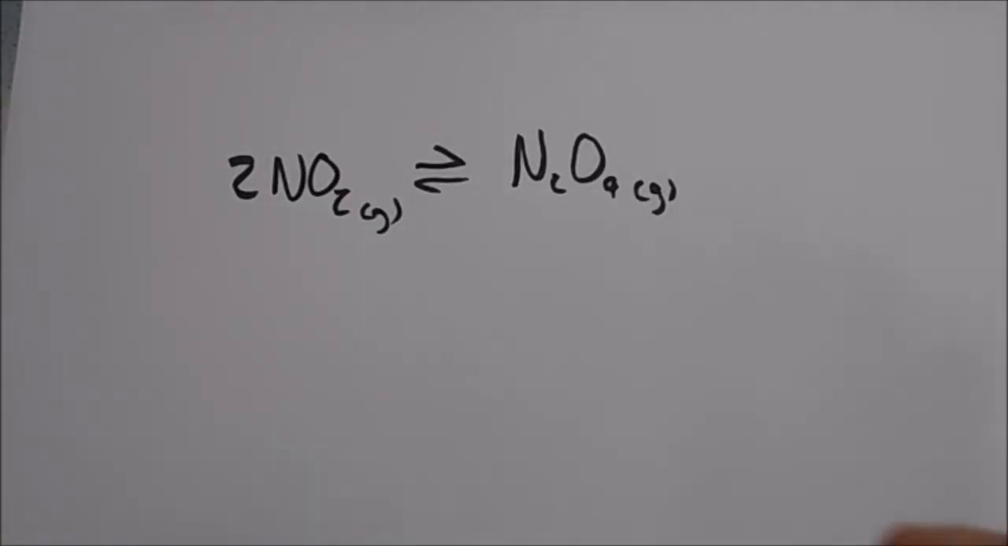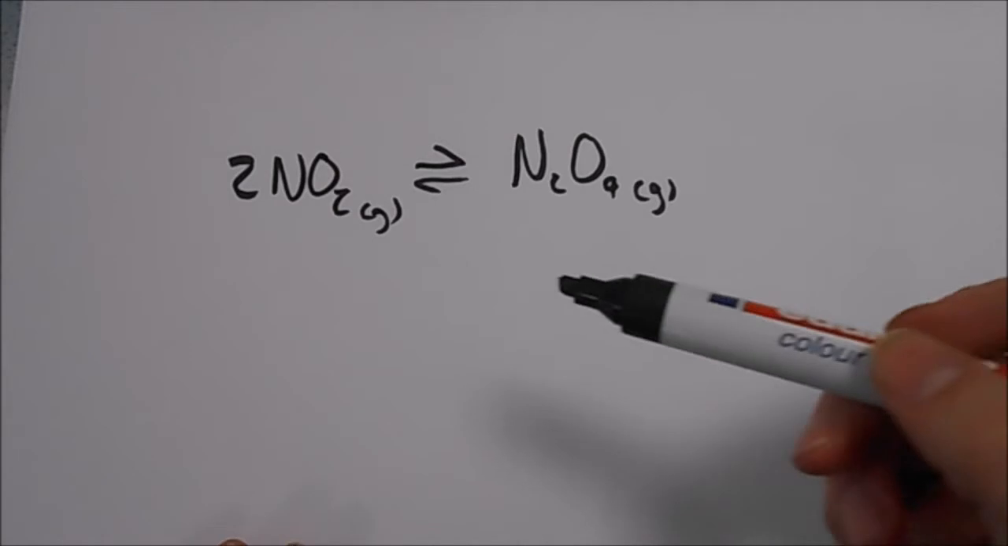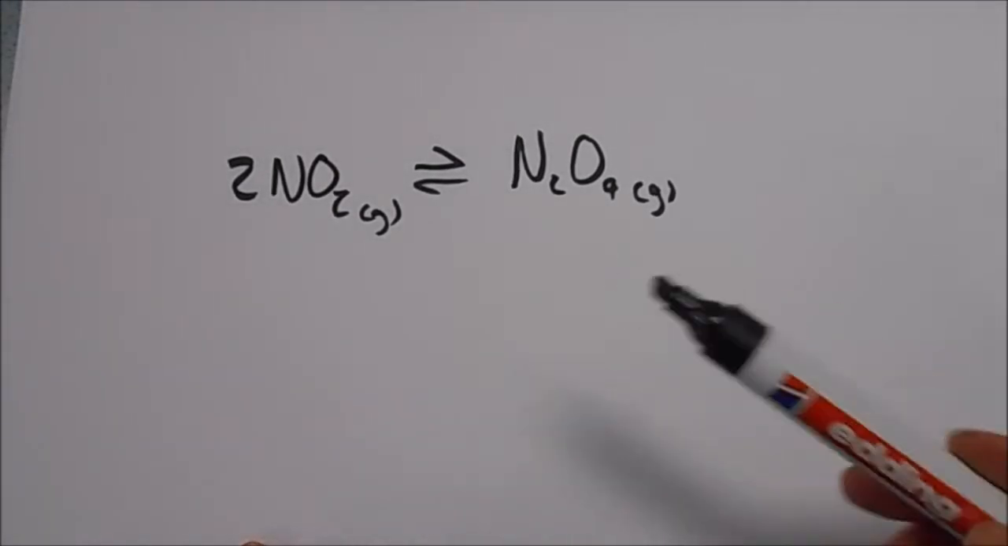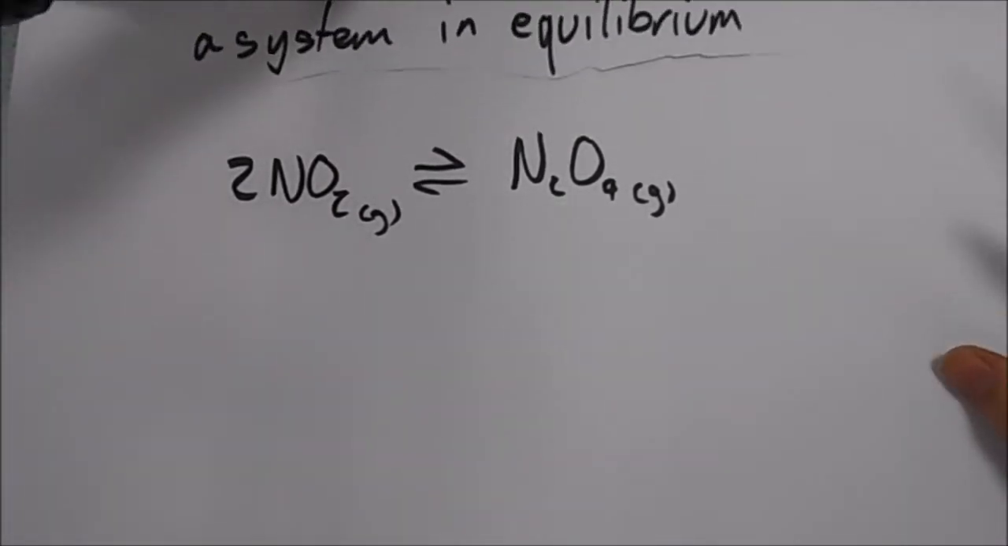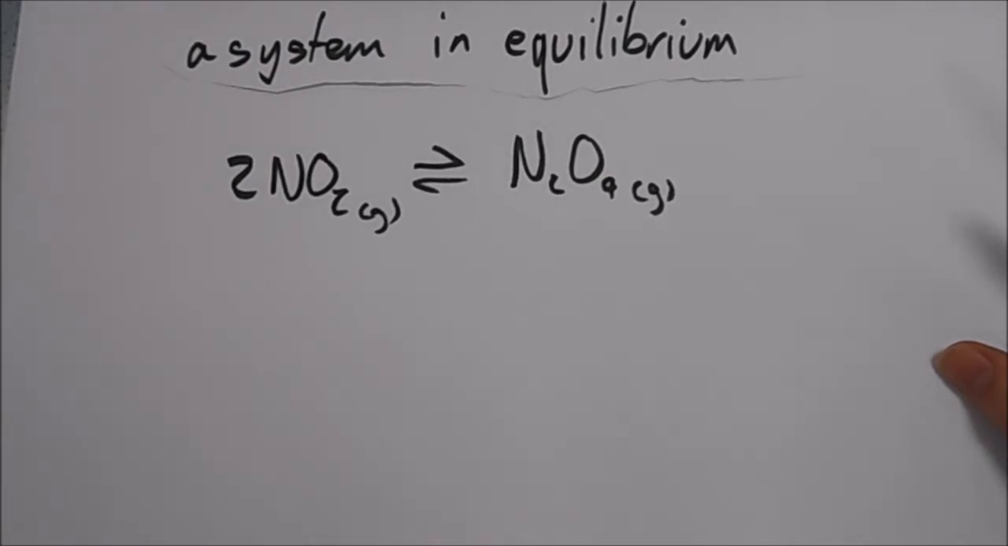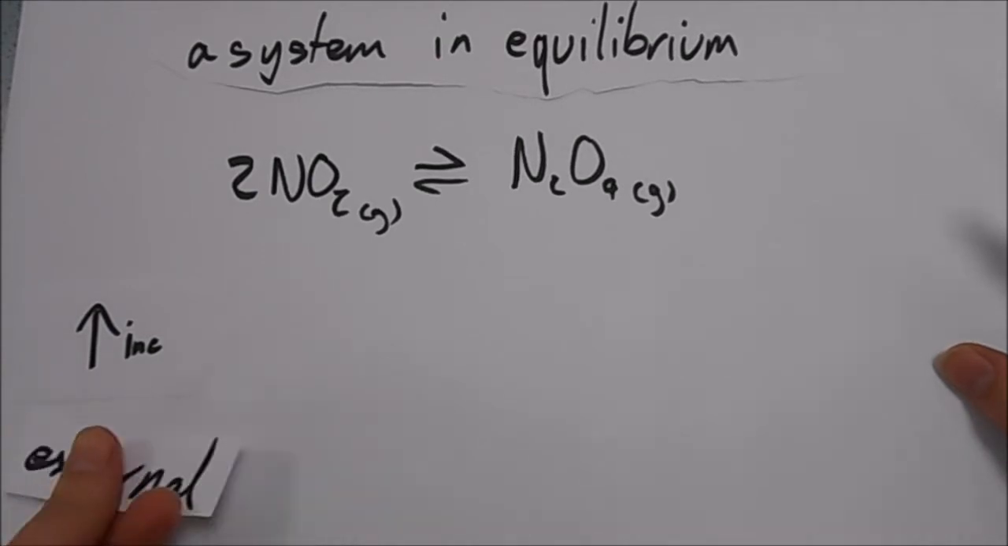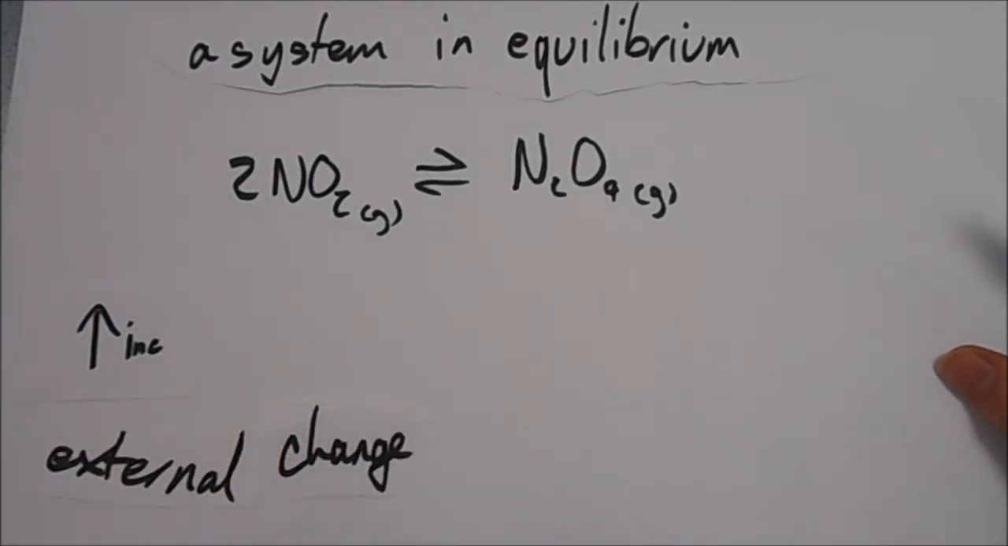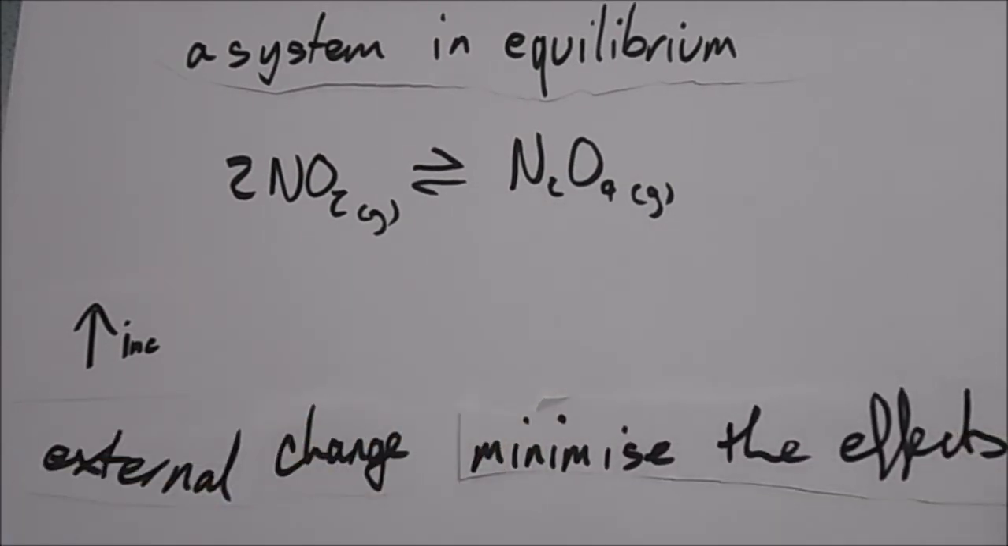Finally, if we have two gases in equilibrium, then what we find is that changing the pressure will also affect this system in equilibrium. We will have an increase in pressure, which will be an external change, and therefore the equilibrium will adjust itself to minimise the effect of the increased pressure. How is it going to do that? Well, it's going to have to lower the pressure, and to lower the pressure we need to decrease the number of molecules that there are.